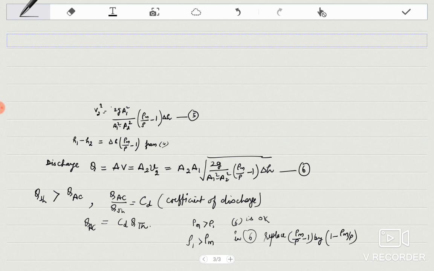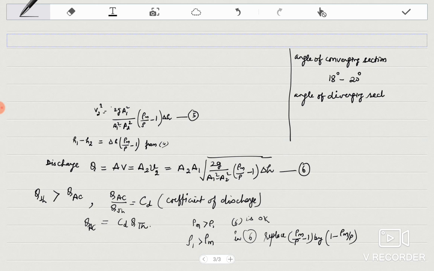Now the important thing which you have to remember is that the angle of converging section should be between 18 degree to 20 degree, and the angle of diverging section should be between 6 degree to 7 degree.